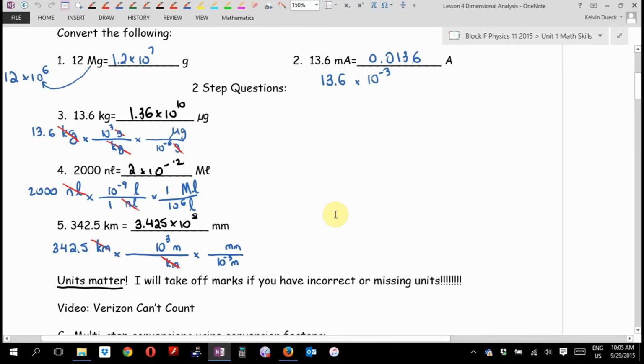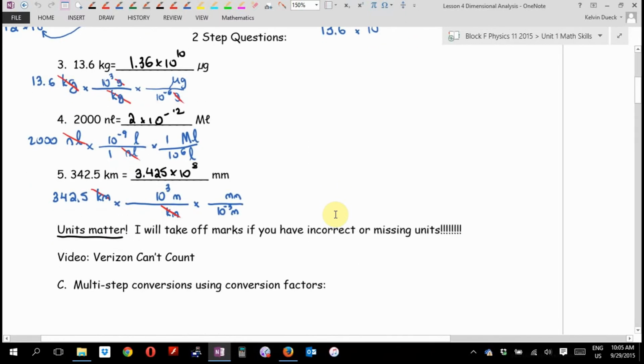And then I build a conversion fraction chain. I say to myself, the units I want to get rid of, are they on the top or on the bottom of this first fraction? Then they're going to be on the bottom. If they're on the top, they'll be on the bottom of the next fraction. If they're on the bottom, they're going to be on the top of the next fraction.